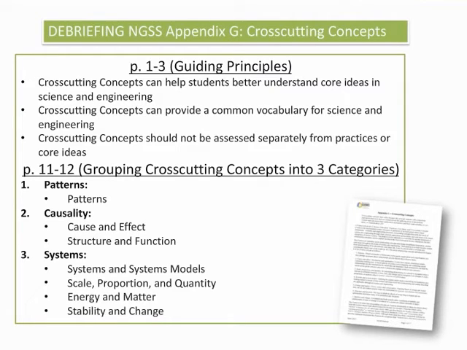And then the third category is systems. So the idea that the other 4 cross-cutting concepts, systems, scale, proportion, quantity, energy and matter, and stability and change, those are actually all systems ideas. So patterns, causality, and systems become these bigger buckets for the cross-cutting concepts, which to me, it makes sense, and I like that organization.